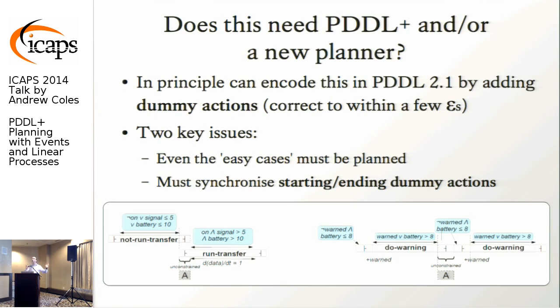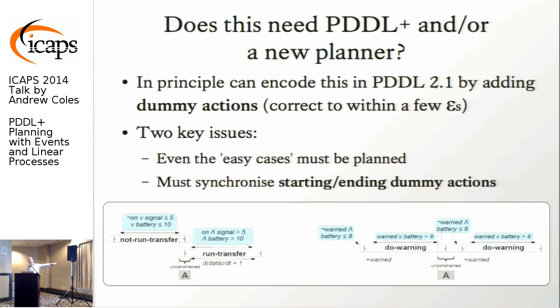The two key issues, though. One is, even these easy cases have to be planned. So these cases where you get to a state and say, hey, the condition on the process is satisfied, we have to start this process. That becomes an explicit planning step. And the second thing, which is perhaps even more of an issue, is this synchronization. I've said, well, somehow we have to ensure if we stop the process, we immediately start not doing the process. We have these pairs of actions, and you've got to make sure they're correctly synchronized.